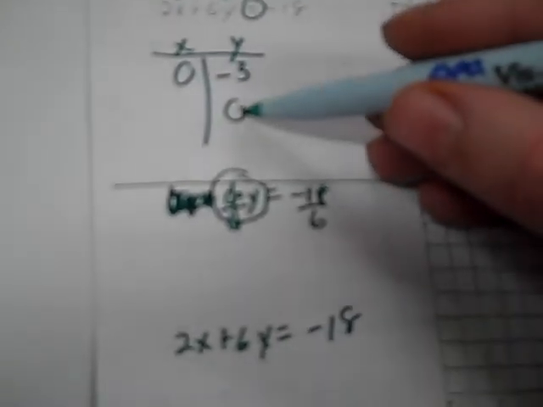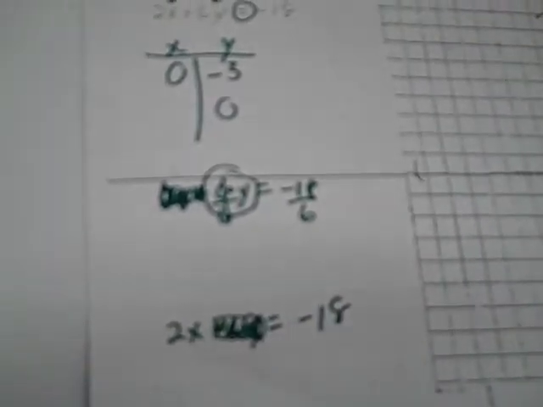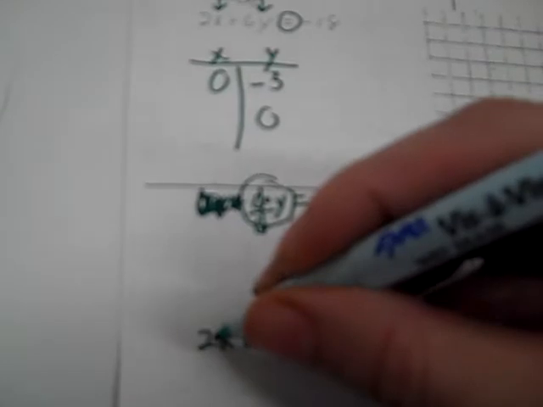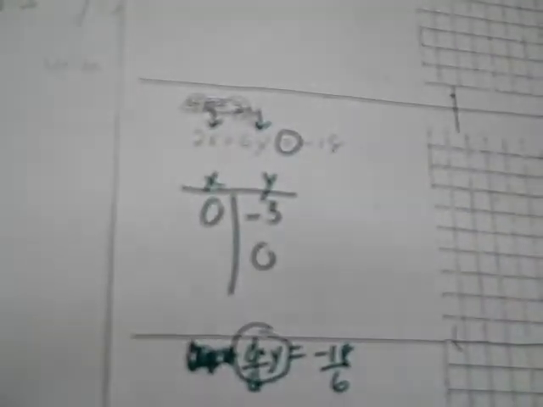Okay, now, if y is 0, we can scribble out the 6y. So 2x. So I dot the x out. And then I'd simply circle it, and all there is to do is divide. So negative 18 divided by 2, it's going to be negative 9.